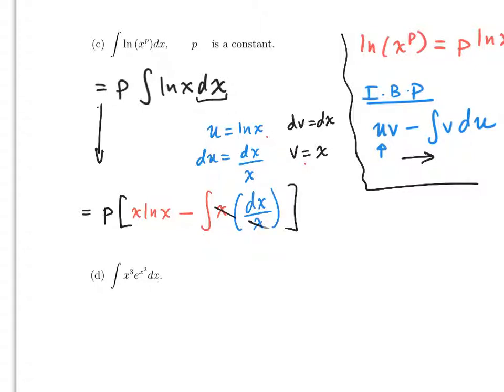Here the x cancel, so you end up with x ln x minus the integral of the x, which is just x, and then plus a constant, and that's it.